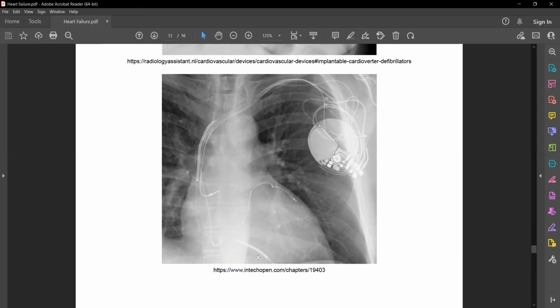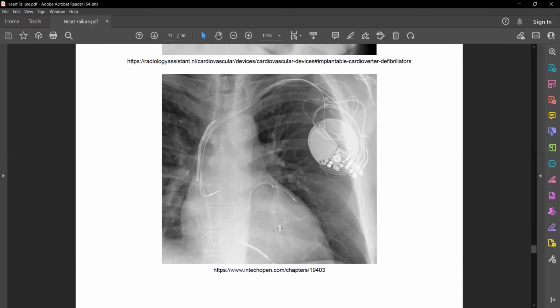That is one in the right atrium, one in the right ventricle, and you can see those coils, the shocking coil in the right ventricle, and one goes through the coronary sinus and touches the left ventricle. So these three leads tell you that this is a CRT device, cardiac resynchronization therapy, and not an ICD.